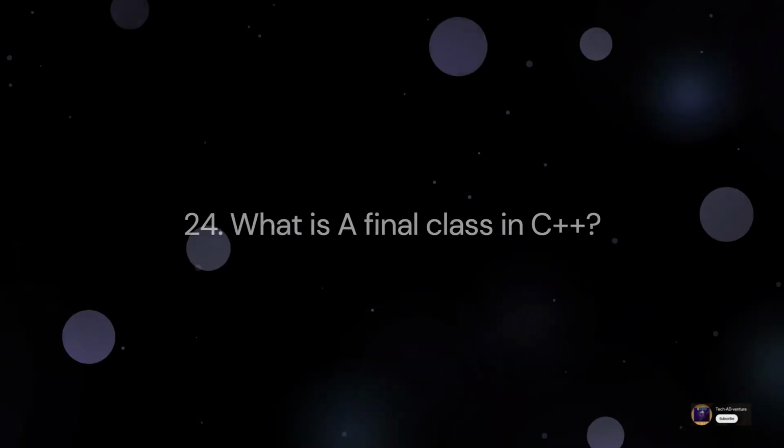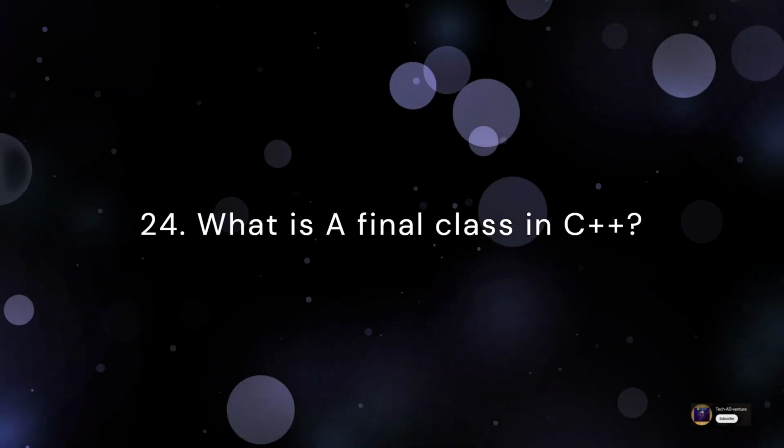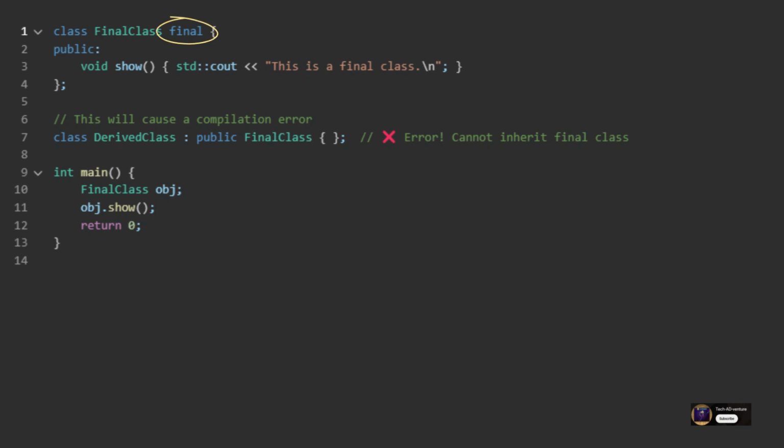24. What is a final class in C++? In C++, a final class is a class that cannot be inherited from. This is useful when you want to prevent other classes from deriving from your class, ensuring that the class's implementation remains unchanged and secure. To declare a class as final, you use the final specifier after the class name. Here's an example.